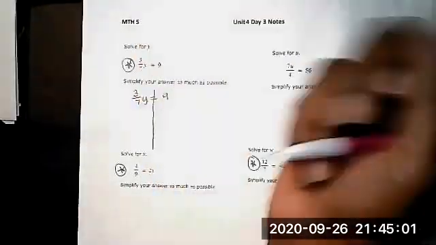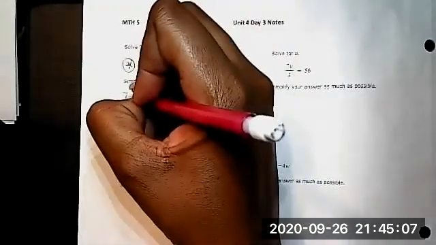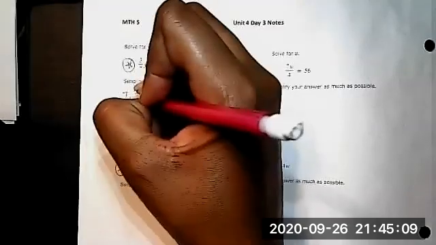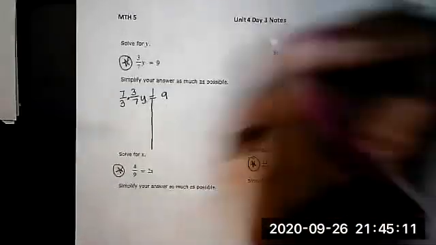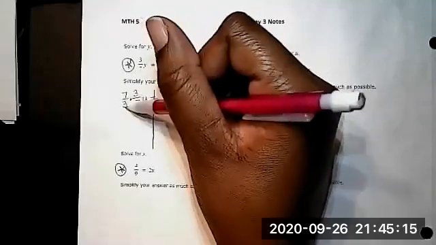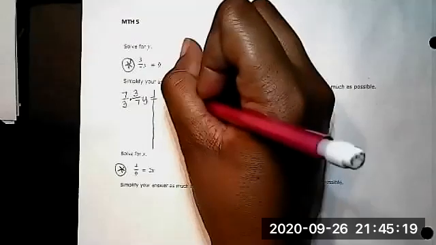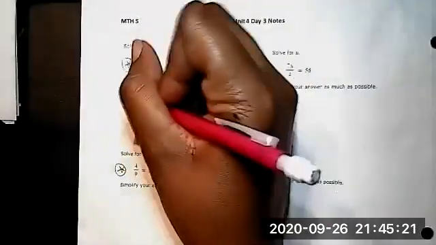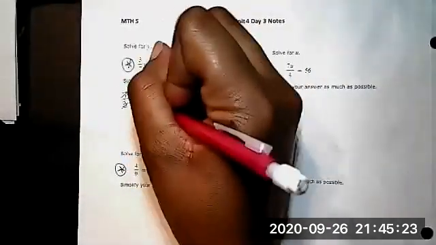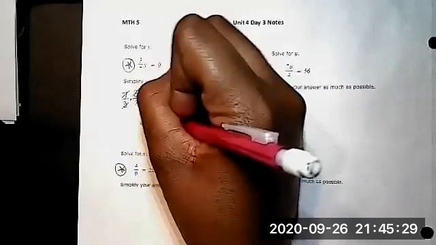This one, if I saw a fraction in front of the letter, and I need this letter by itself, I would multiply by the reciprocal, which is basically flipping this fraction. Instead of 3 over 7, I put 7 over 3. That's the reciprocal. But if I multiply that here, I have to multiply that reciprocal here. And what happens here is it cancels everything out. See that? So that's why y is now by itself.